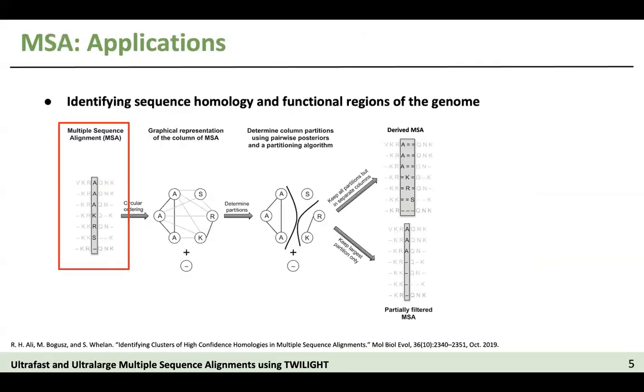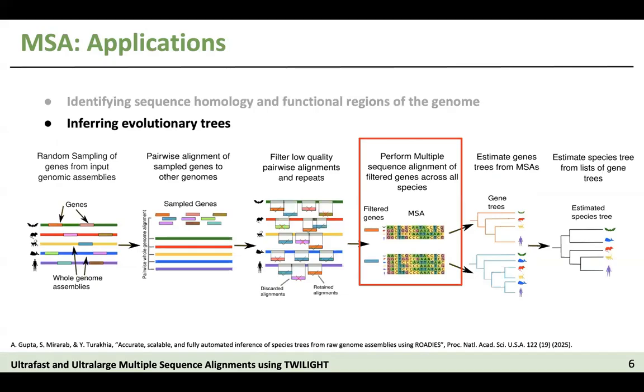First of all, multiple sequence alignment can help identify sequence homology and functional regions of the genome. It can also help infer evolutionary trees. So in this tool, ASTRAL, here, as you can see, multiple sequence alignment, which is circled by a red square, plays an important role in this whole pipeline. It can help estimate the gene trees, and the final species tree will be inferred from those gene trees.